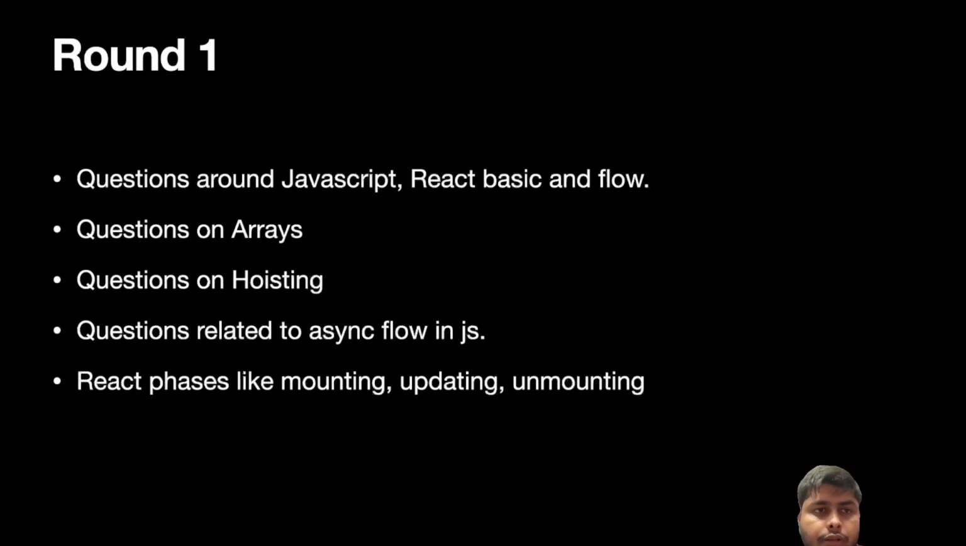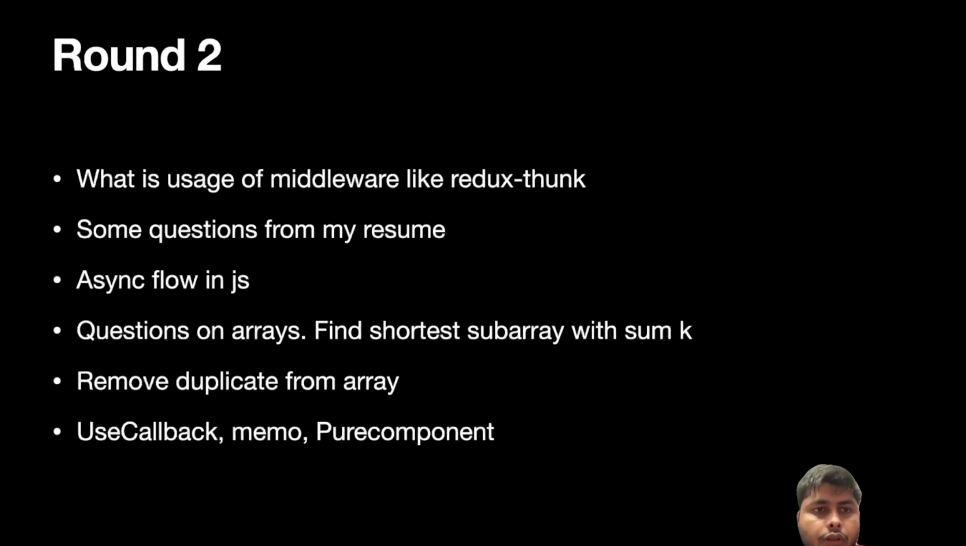This is all the types of questions they mostly ask in the first round. I got selected in the first round, and then they moved to round 2. In round 2, the person first asked a few questions because I have done some migration work in my project, and some questions from my resume. They also asked me async flow in JS, like event loop, call stack, microtask queue, and callback queue.